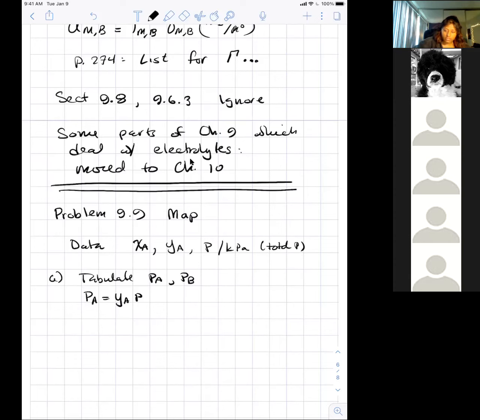Anyway, it just is a little bit cleaner to do this. And the easiest way to find the partial pressure of B, if you think about it, is the total pressure minus the partial pressure of A, right? This is the easiest way mathematically to do this. So for this, we're just going to read the data and manipulate it in Grace. That's the easiest thing to do.